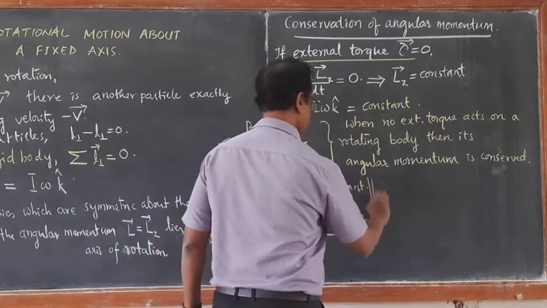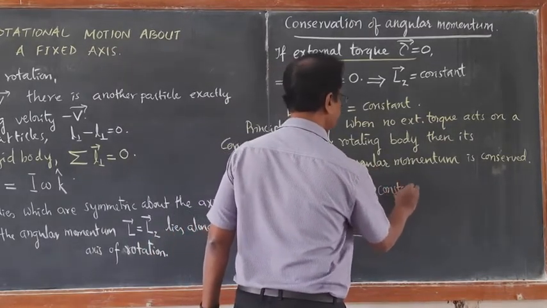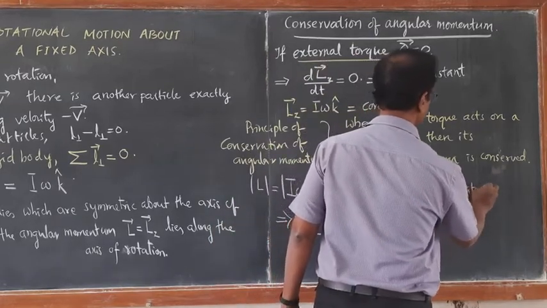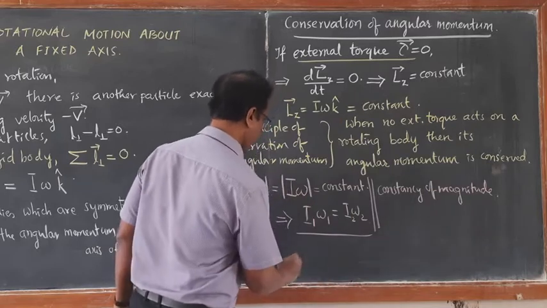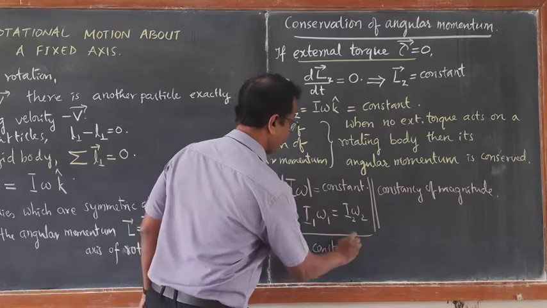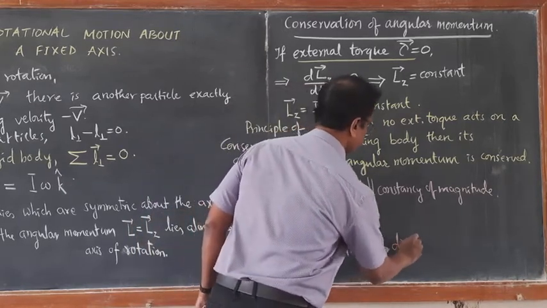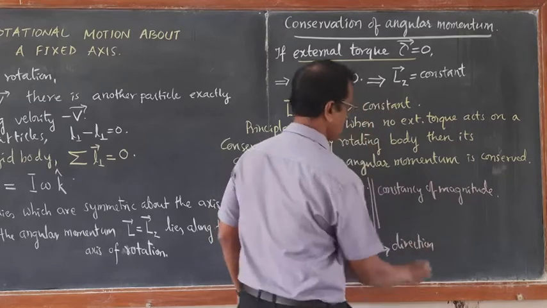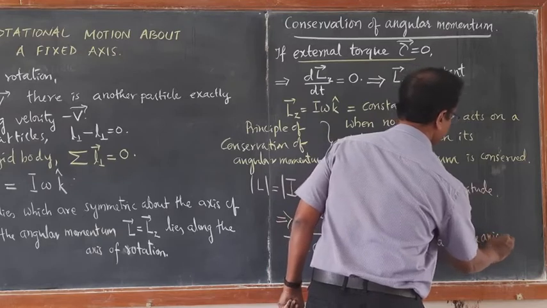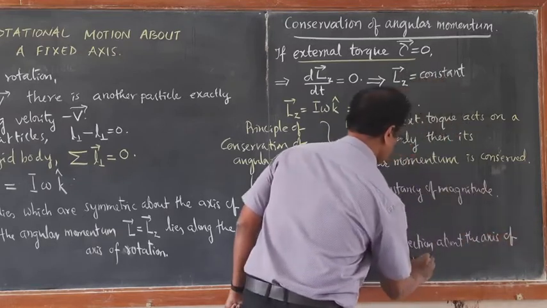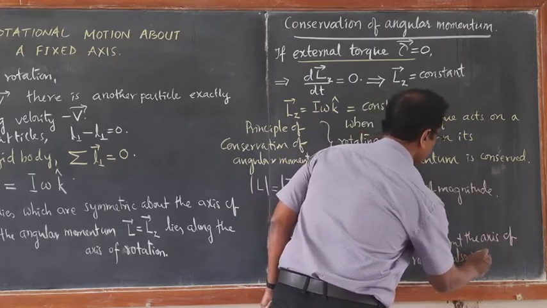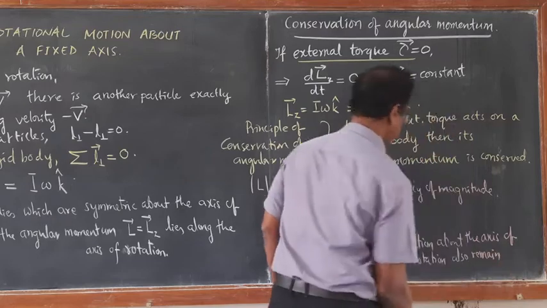This shows the constancy of magnitude. So the vector Lz is constant, which implies the direction about the axis of rotation also remains constant.